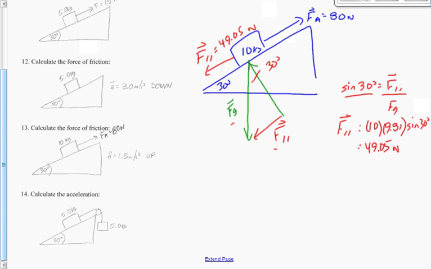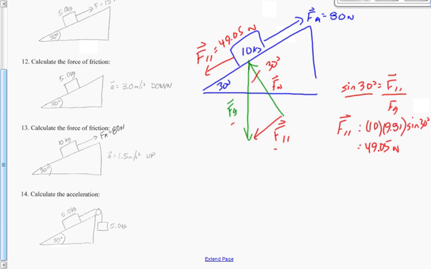Jared, which way is friction going to act? If we've got a force applied of 80 newtons up the hill, and we've got 49.05 down the hill, which is really just a combination of the normal force and gravity, which way does friction act? Resist. What does it resist exactly? Resist motion. Which way is it going to move, Jared? Why?